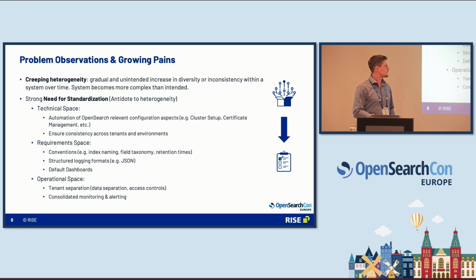And in the final space, the operational space, one of our biggest issues was that we had unclear rules about when and how to separate tenants. So in the beginning, it was kind of messy. Then we had to do a lot of migration work to keep things more consistent. In fact, about this topic, I want to tell you a little more detail in just a second.